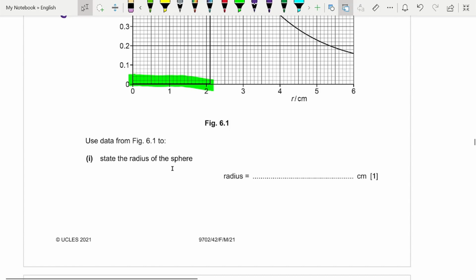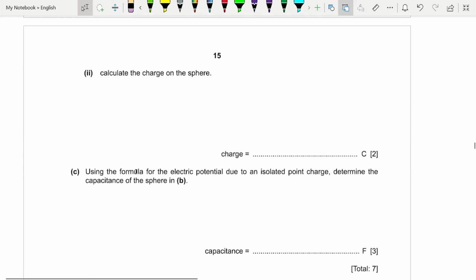The electron is confused. The proton is confused. It's like, I don't know where to go. I don't know what to do. Okay, so the radius inside the sphere here is going to be 2.1, right? Where E is 0 inside the sphere. Calculate the charge on the sphere. Okay, that's a tricky one. How do they expect me to do that?